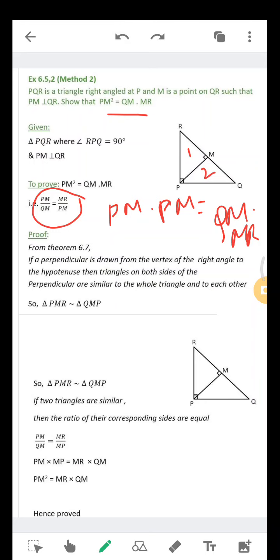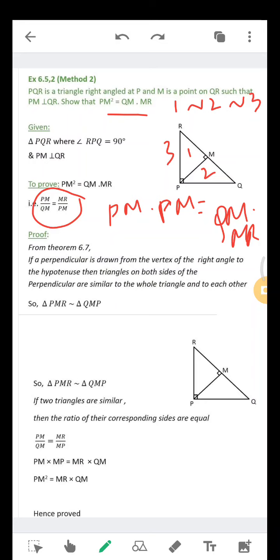In the last session I explained one theorem in which I said, if a perpendicular is drawn from the vertex of the right angle to the hypotenuse, then the triangles on both the sides, that is triangle 1 is similar to triangle 2, and they are similar to the whole triangle, that is the bigger triangle. This is triangle 3. There are 3 triangles in this, so all these 3 triangles will be similar. This we proved in theorem 6.7, so again we will not prove it, we can take it directly.